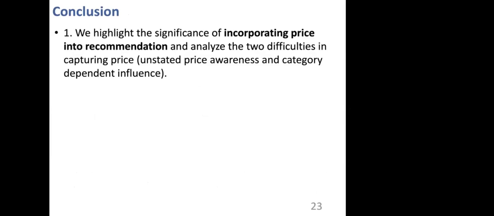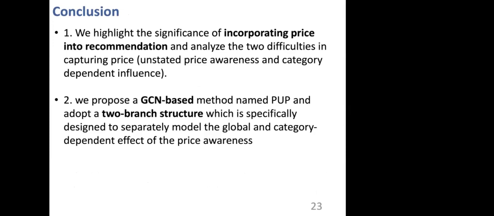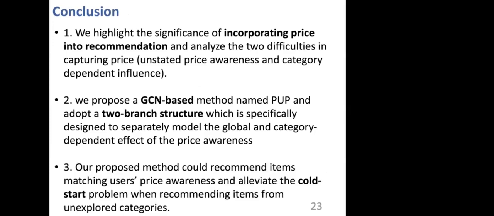Finally, we conclude this work. First, we highlight the significance of incorporating price into recommendation and analyze the two difficulties in capturing price. Second, we propose a GCN-based method named PUP and adopt a two-branch structure which separately models the global and category-dependent effect of the price awareness. And last, our proposed method could recommend items matching users' price awareness and alleviate the cold start problem when recommending items from unexplored categories.